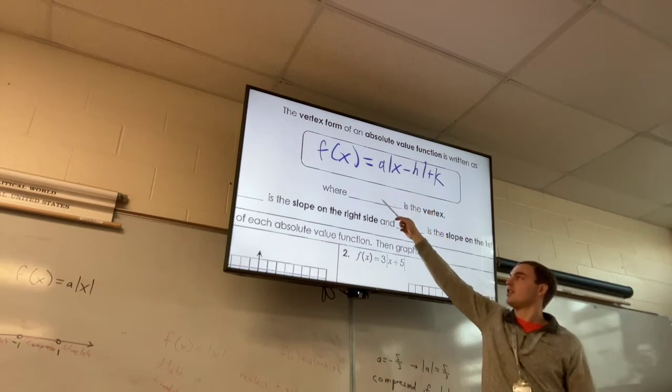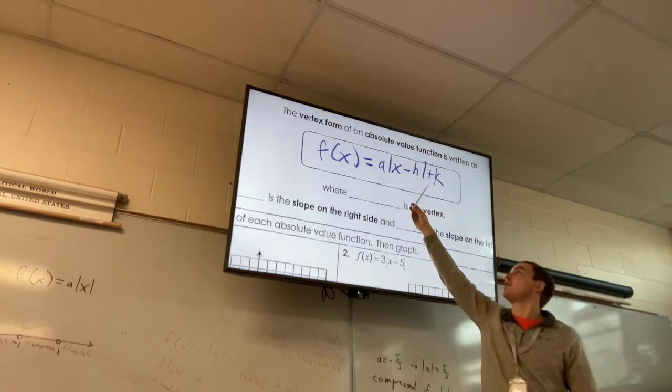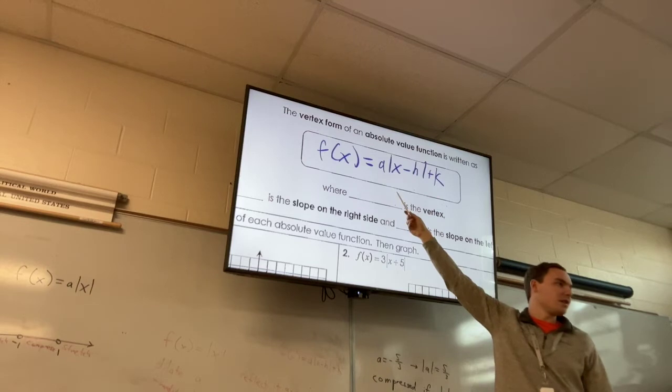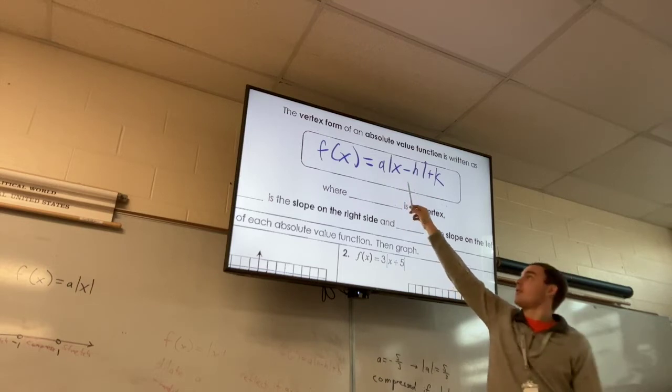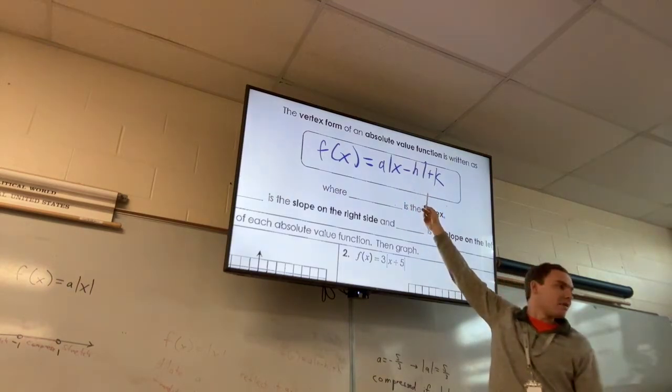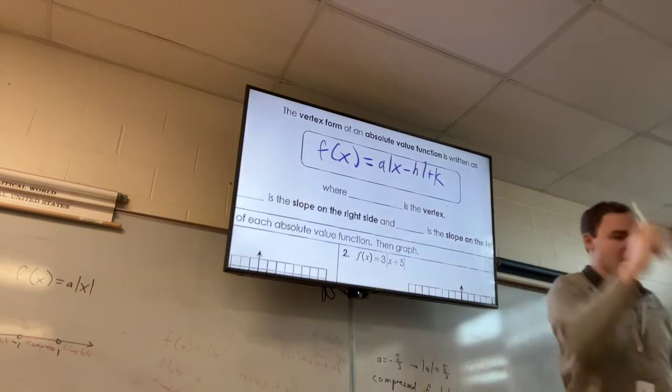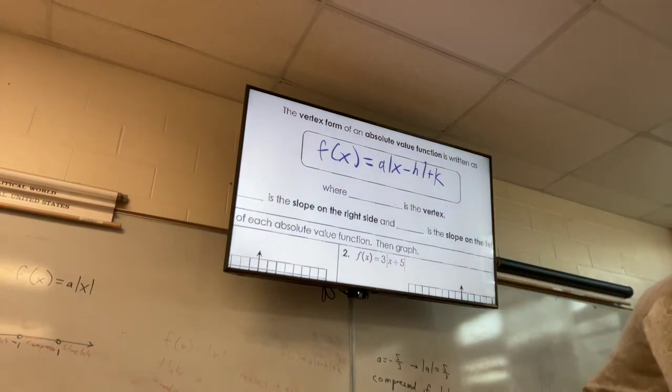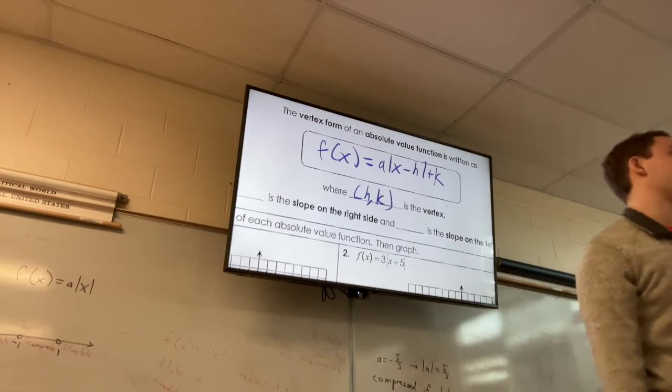So this vertex starts at 0, 0 in my parent function. Then what does it do? Where does it go? It goes to the right by h, and it goes up by k, right? So it's going to be h comma k is my vertex. It's going to be really useful when we're trying to graph these, okay?